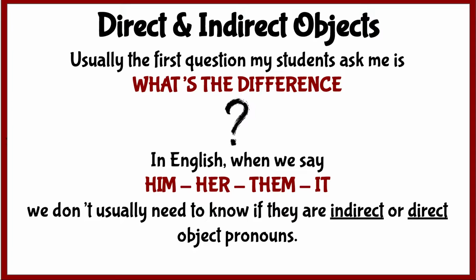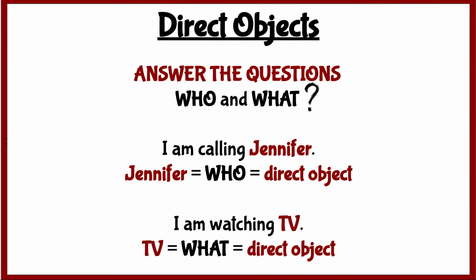And if we want to say, I'm watching them, we just say them. And again, we don't care if it's direct or indirect. But that's because that's how it works in English. But you know by now, if you're studying pronouns, that things get a little bit tricky. So here we go. What's the difference? What is a direct object? So direct objects, and you really need to remember this: a direct object answers the question who, and it answers the question what.